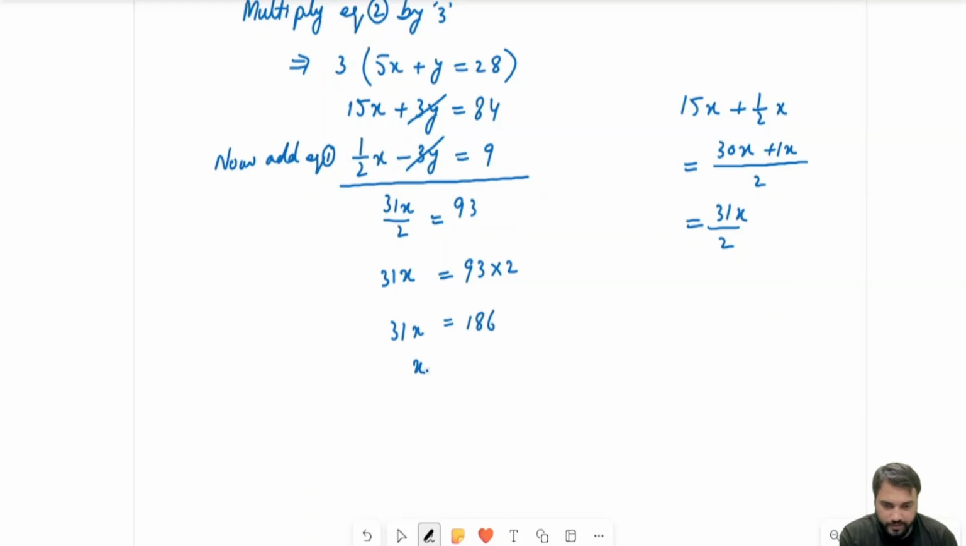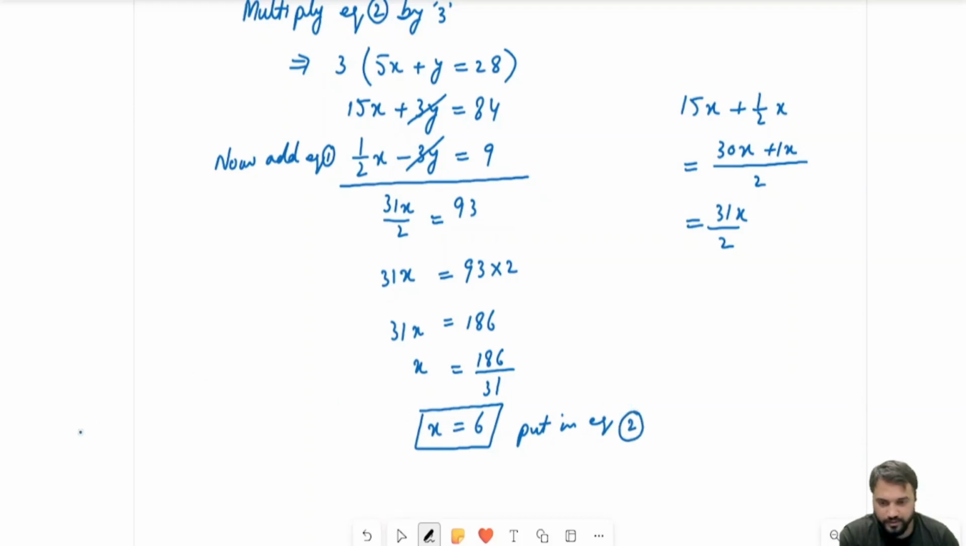We need to calculate the value of x. When 31 moves, it divides 186. Use your calculator: 186 divided by 31. The answer will be x. So we have just found the value of x. We need to calculate the value of y. I'm going to put it in equation 2.